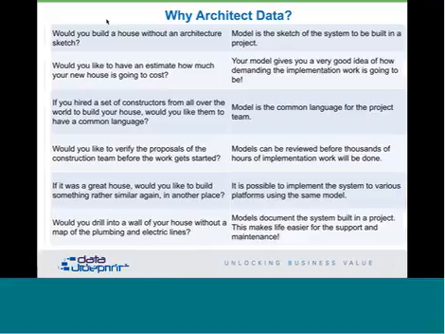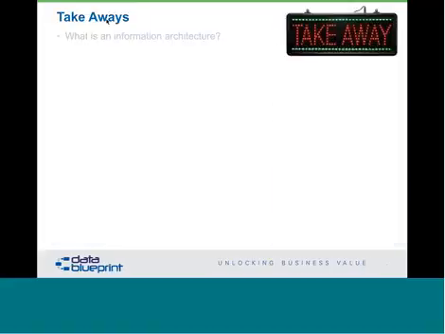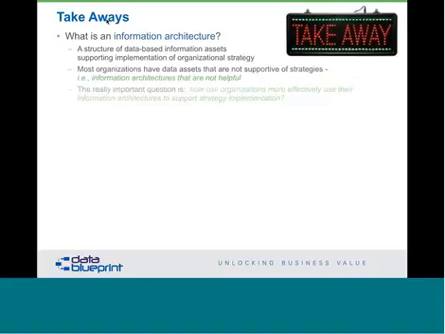So a couple of takeaways here. An information architecture is a structure of data-based information assets that are used to support the implementation of organizational strategy. There are other components; we looked at other architectures earlier. But the takeaway is that most organizations have data assets that are not supportive of their strategies. That is, their information architectures are not helpful, either because they're unknown or because they weren't developed specifically to support strategy. And if you just expect it to happen as a random occurrence, don't hold your breath.